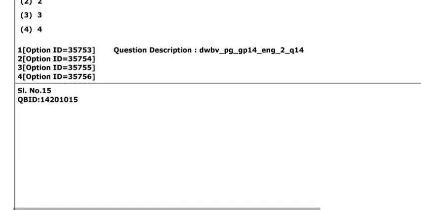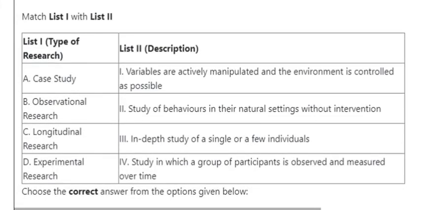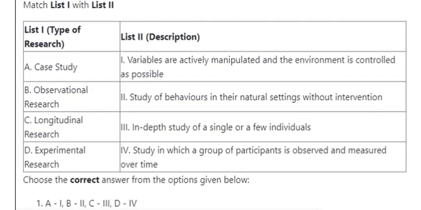Okay, next. Number 15 says we have to match two lists. In list 1 we have type of research, and in list 2 we have description. A, B, C, D are given like this, and then case study, observational research, longitudinal research, experimental research. In list 2 we have descriptions that I have already told you.